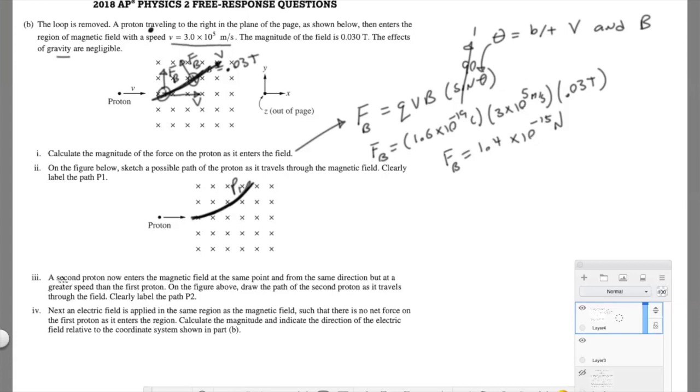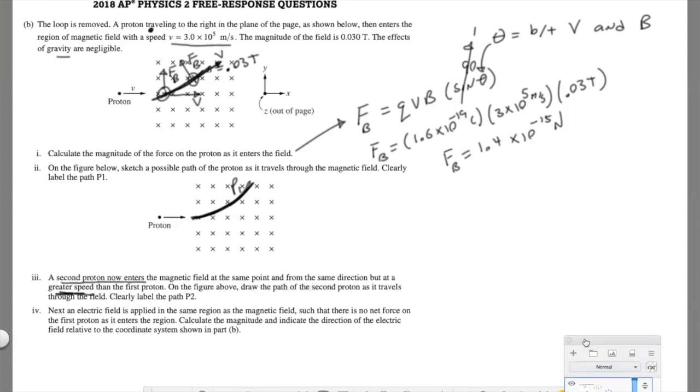A second proton now enters the magnetic field at the same point from the same direction, but at a greater speed than the first proton. On the figure above, draw the path of the second proton. Okay, so I want to show you the equation here. The equations go like this.